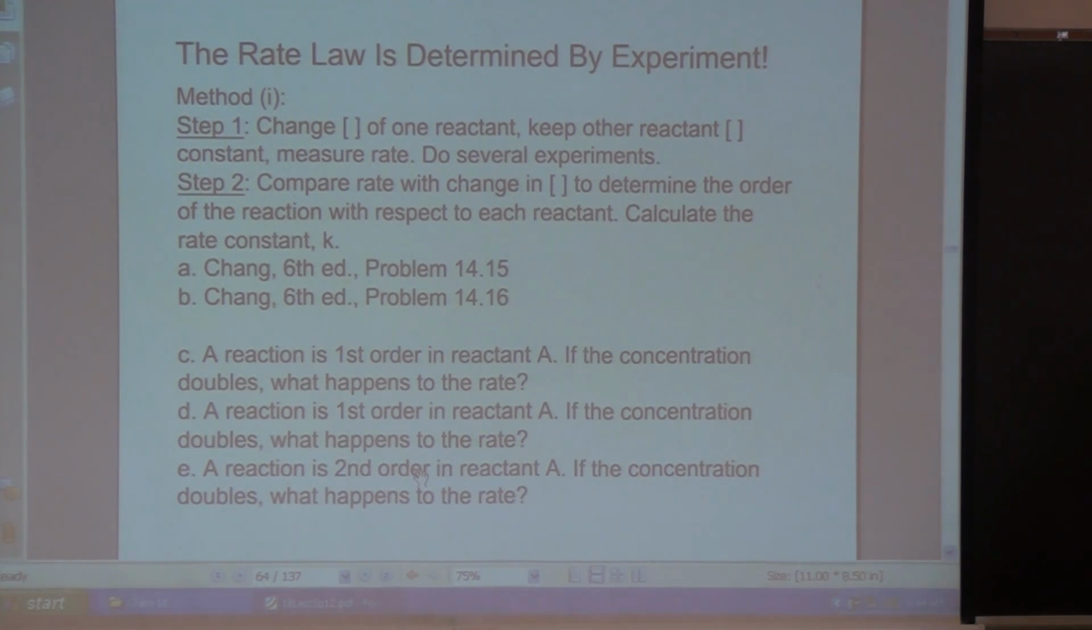Okay. Reaction is second order in reactant A. Concentration triples, what happens to the rate? Yeah, multiply by 9.